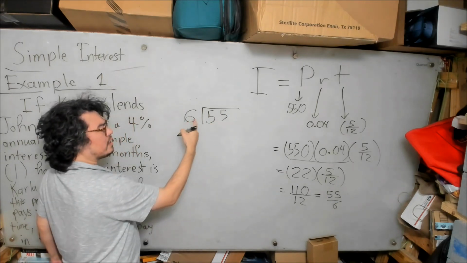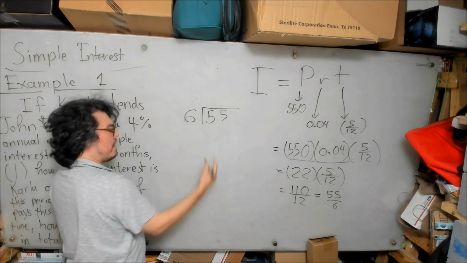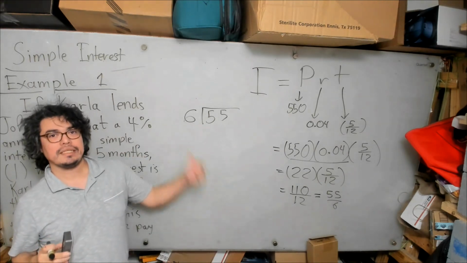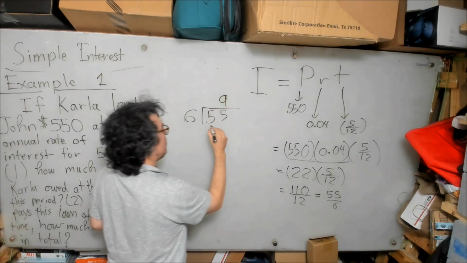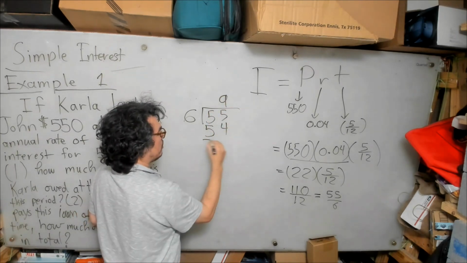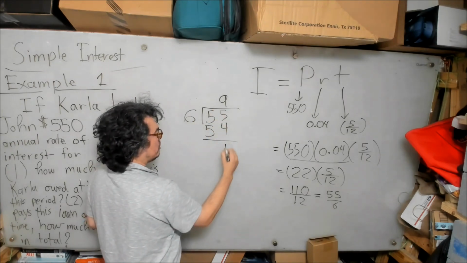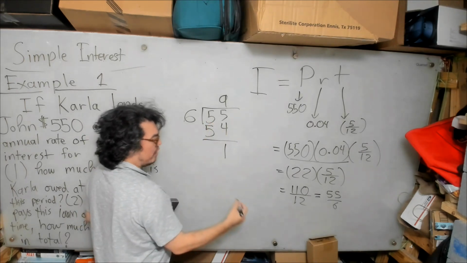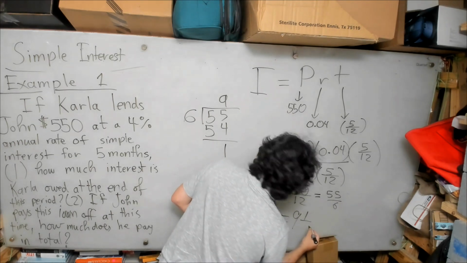So 6 goes into 5, 0 times. 6 goes into 55. How many times? We know that 6 times 8 is 48. 6 times 9 is 54. So it's going to be 9, and that's going to be 54. Okay? So 9 times 6 is 54. 5 minus 4, that's 1. 5 minus 5 is 0. So I can write this as 9 and 1 over 6.